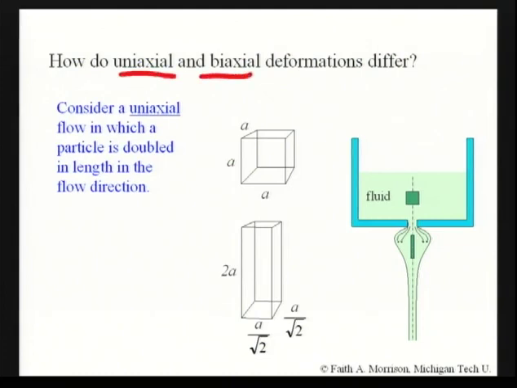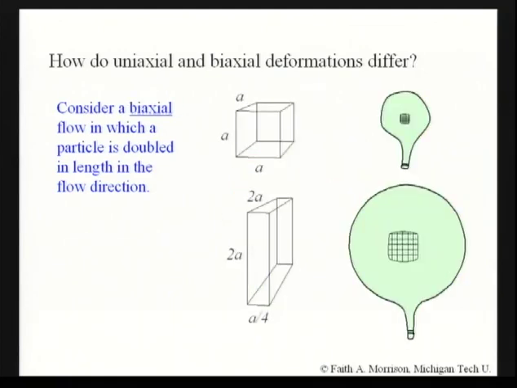How do uniaxial and biaxial deformations compare? If we started with a cube of length A, if you uniaxially deform it, it gets twice as long, and conservation of mass causes the sides to come inward by a factor of 1 over square root of 2. If you do biaxial stretching and double the length, then these 2 lengths double, and in the other direction, because the volume must be conserved, it reduces by 4. So it's a qualitatively different type of deformation.